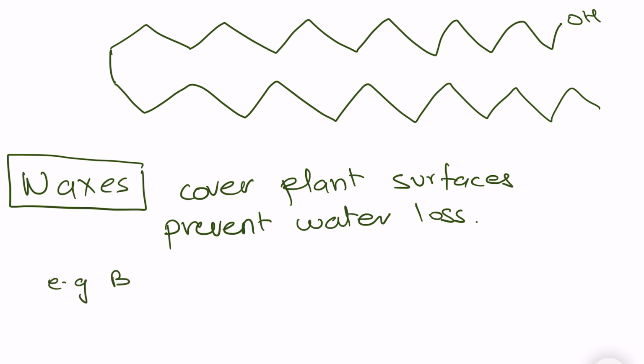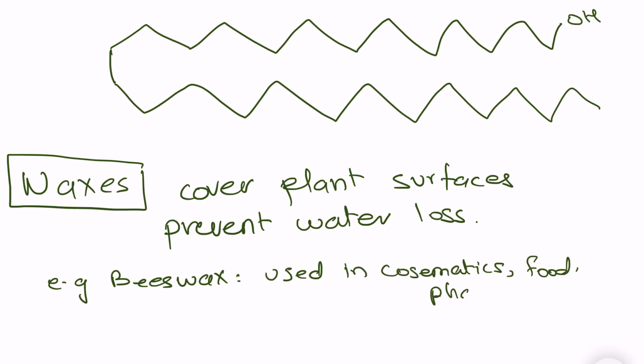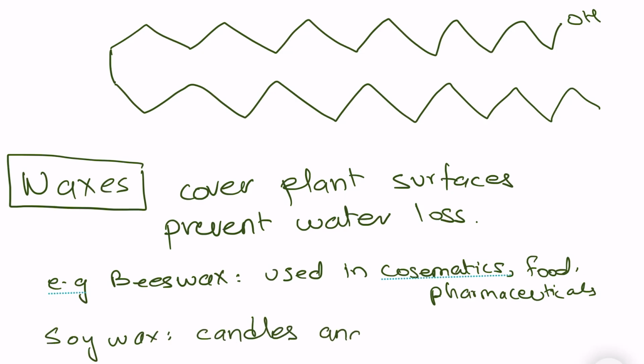An example of animals' wax is beeswax, which is produced by honeybees in the honeycomb, and we use it in cosmetics, food, and pharmaceuticals. Another example of plant wax is soy wax, which is extracted from soybean plants, and we use them in candles as well as cosmetics to make waterproof makeup. So this is everything you need to know about lipids.